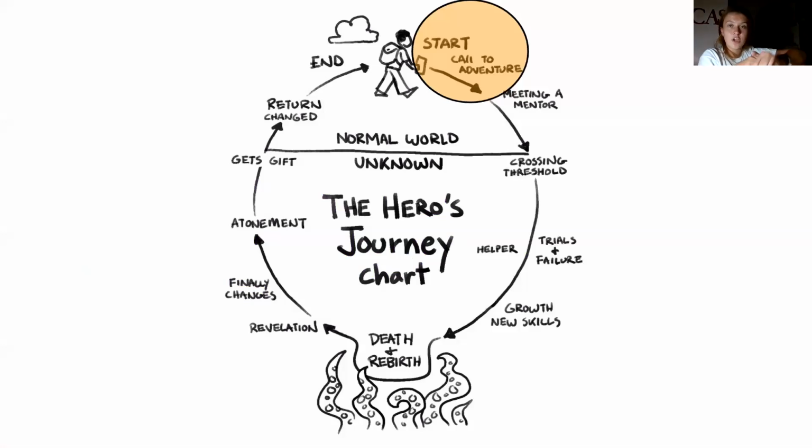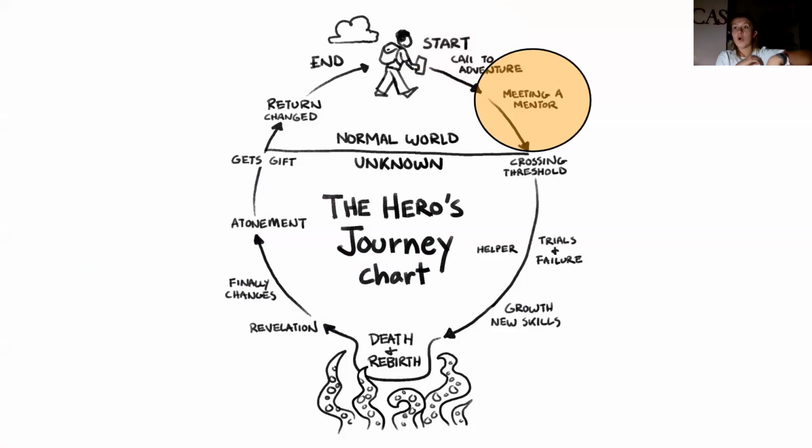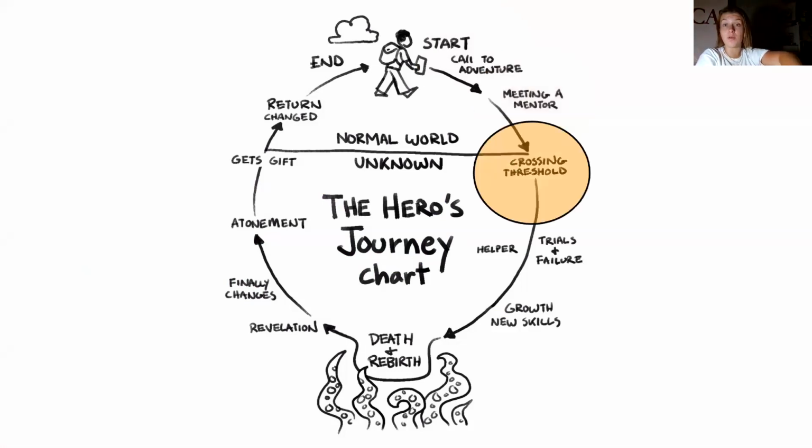So let's start with the call to adventure. So Cinderella's call to adventure is the ball. She wants to go to the ball. Meanwhile, her mentors are all of her mice and little animals, right? So her mentors aren't actually people, they're animals that help her try to get to the ball. The moment she crosses the threshold is where she decides, I am going to the ball. And in the movie, it's when she decides to make the dress because she's finally made a commitment.